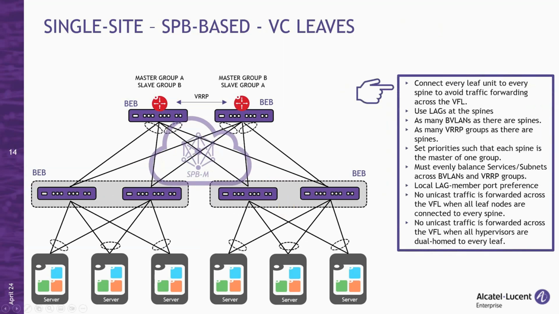So hypervisors can be configured with LAG connections to the leaves as per the design shown here, with the leaves configured in a virtual chassis of two leaf switches. SPB by default will only use one of the links to form a virtual chassis connection. It will use one of the links from a virtual chassis connected to separate spines, which is not optimal, of course. In order to load balance traffic evenly, links should be bundled in a LAG from the spines to the leaves. To avoid unicast traffic forwarding on the VFL, each leaf node should have a link to each spine, and all the hypervisors should be dual-homed to every leaf. For routing, SPB and VRRP will be configured the same as the previous design.